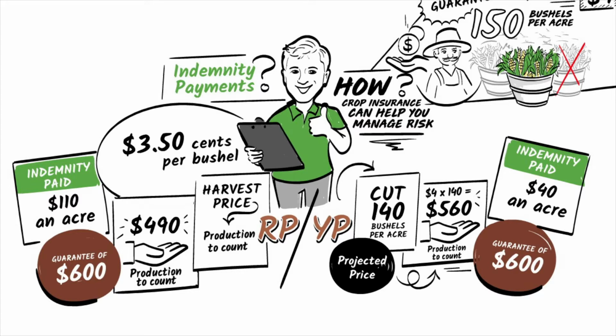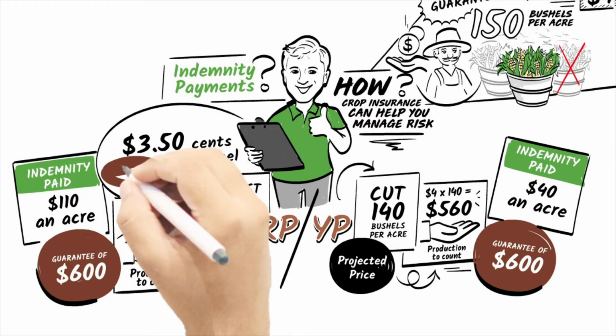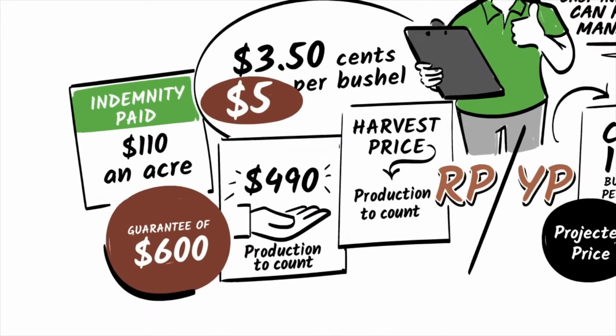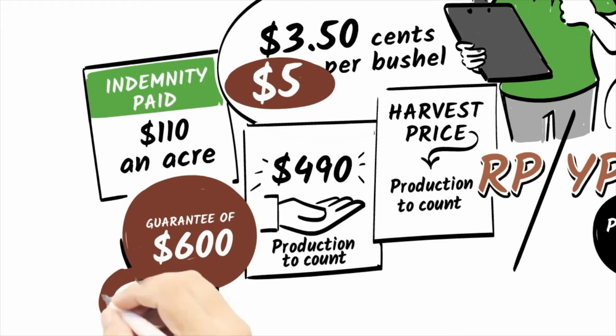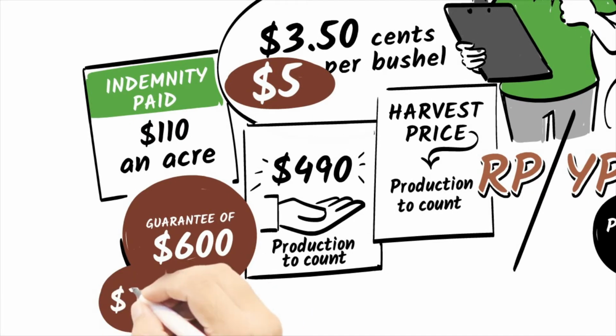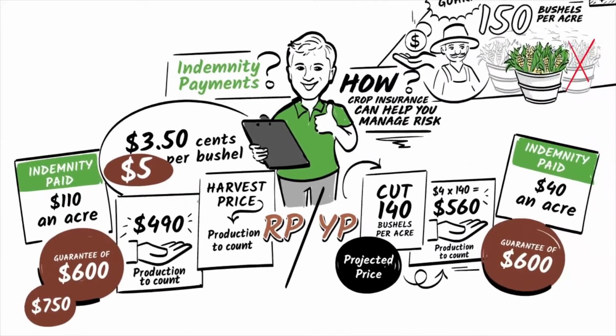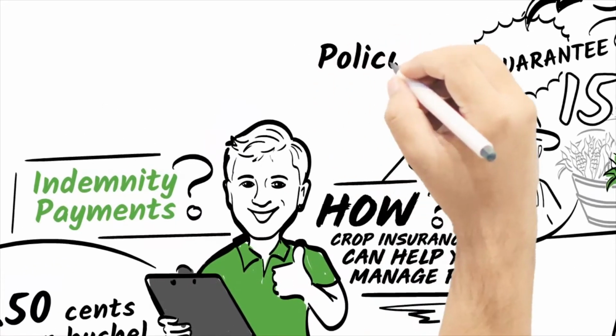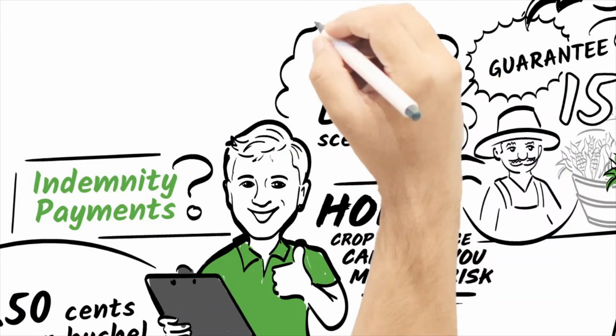Now let's look at what happens if the harvest price goes up to $5. When this happens, the RP coverage actually flexes up to the new price, which means that he now has a new guarantee of $750 compared to a $600 guarantee with a YP policy. Let's look at how this policy works in a loss scenario.